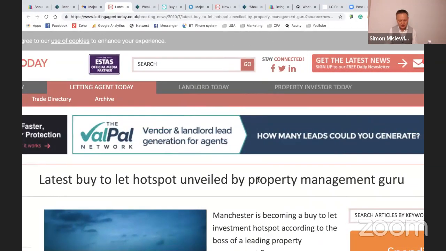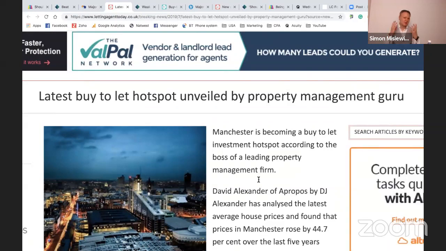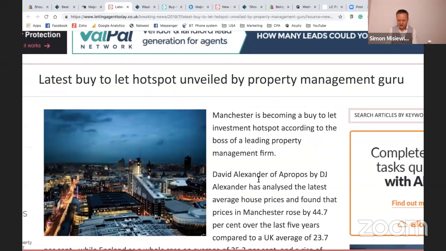And they've talked about the latest buy-to-let hotspots unveiled by management gurus. I hate the use of "management gurus", I've got to say. It always kind of says this one person knows everything, and I just don't think that's true. But anyway, let's ignore the title.